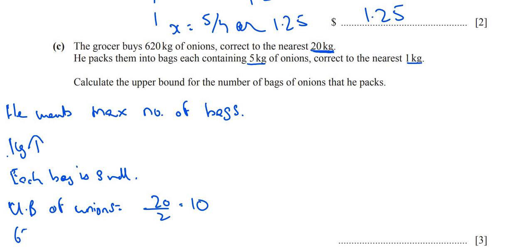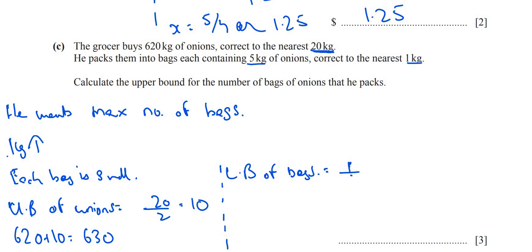So we will do 620 plus 10, which is 630. So this is the upper bound of onions. Now we will find the lower bound of bags, which is 1 kg, 1 divided by 2, which is 0.5. So 5 minus 0.5 is 4.5, which means each bag can only hold 4.5 kgs of onions.